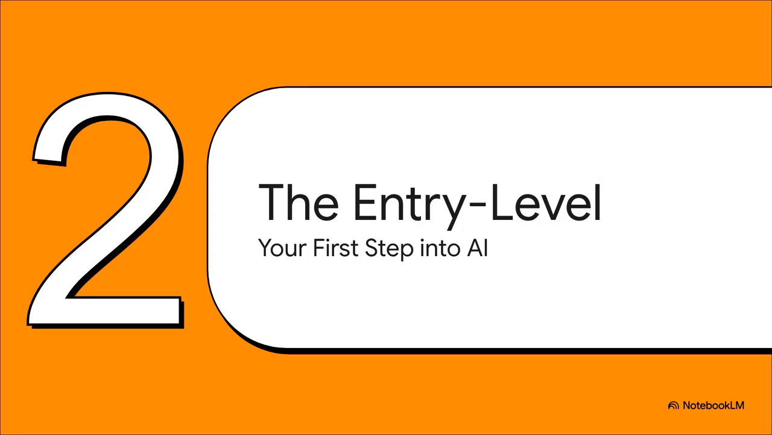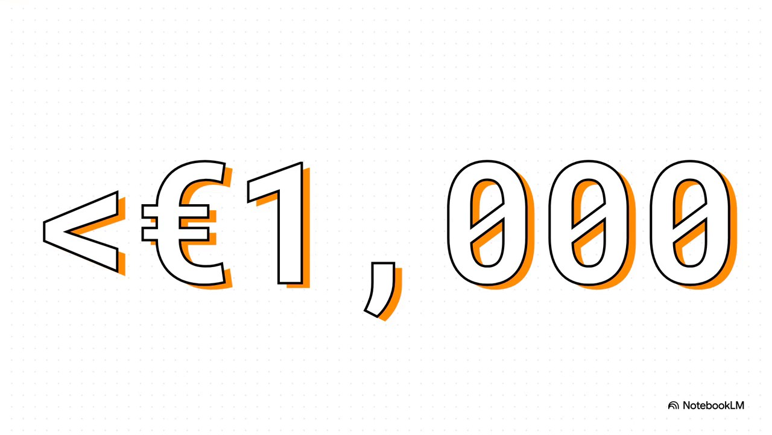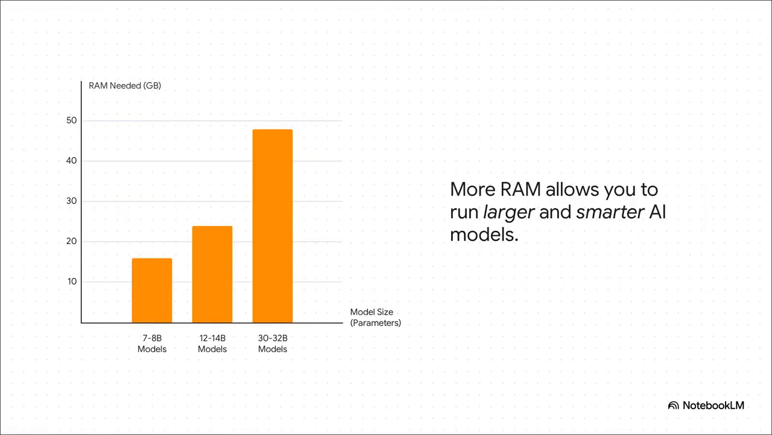All right, section 2, the entry level. This is your first step into local AI, and we're talking about powerful setups you can get for under €1,000. Yeah, that's right. For under €1,000, you can actually put together a surprisingly capable AI machine. The absolute key here is getting the most memory possible for every single euro you spend. So this chart really shows you the core relationship we're talking about. The more RAM you have, the larger and smarter the AI models you can run. For these entry-level setups, we're really aiming for that 16 to 32 gigabyte sweet spot.